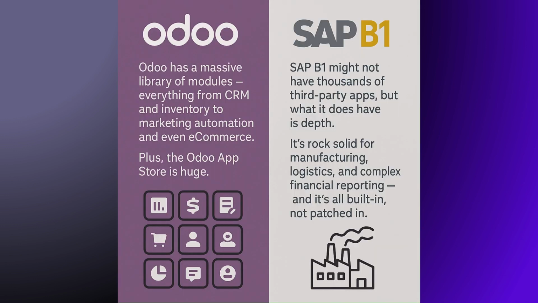Odoo has a massive library of modules. Everything from CRM and inventory to marketing automation and even e-commerce. Plus, the Odoo App Store is huge. SAP B1 might not have thousands of third-party apps, but what it does have is depth. It's rock solid for manufacturing, logistics, and complex financial reporting. And it's all built in, not patched in.